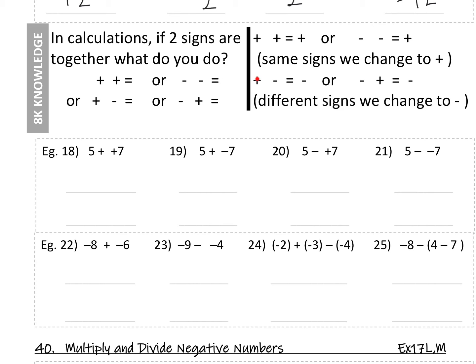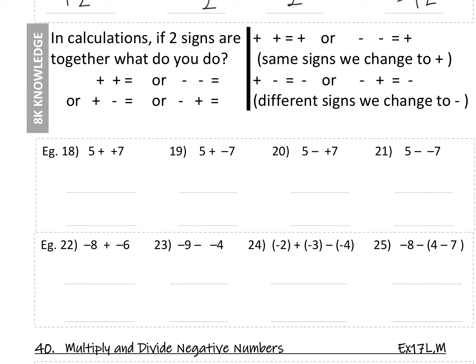Now, if you add a negative number, that's the same as just taking away the number. Or if you take away a positive number, that is simply taking away the number. And you can see there, if you've got two different signs together, a plus and a minus, or a minus and a plus, you take away. So different signs together, we would change them to a minus sign. So along with our skills from the top section, with those rules there, that should help us with 18 to 25.